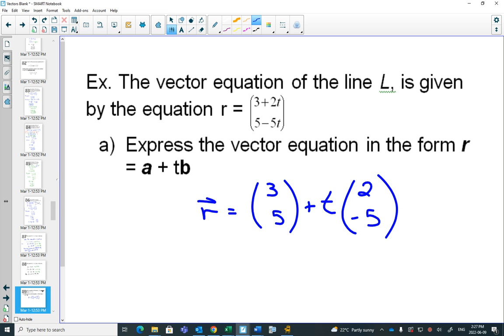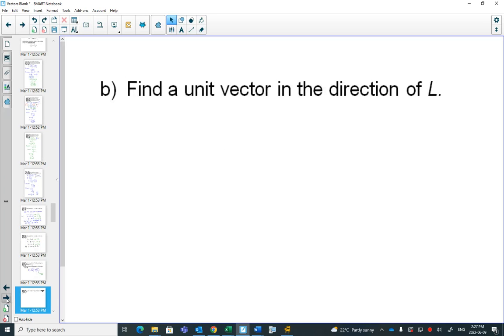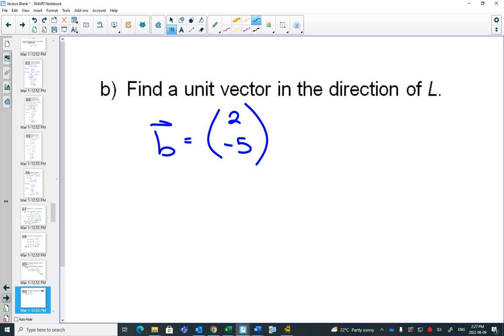So we know that 3, 5 is on that line, and that whatever is here is always your direction vector. So this vector always goes 2 to the right and then 5 down. So it's important that you know which is the direction vector, right? Our direction vector, which we often write as b, is 2, negative 5.